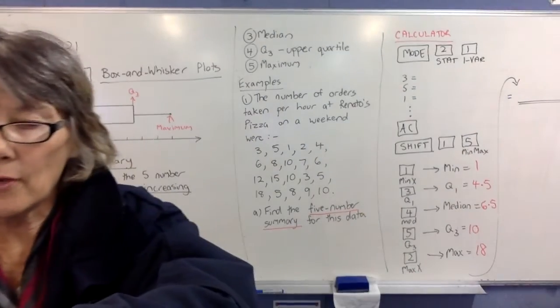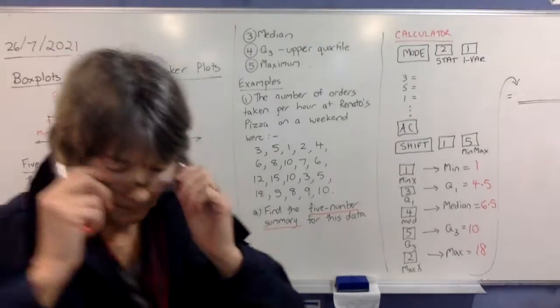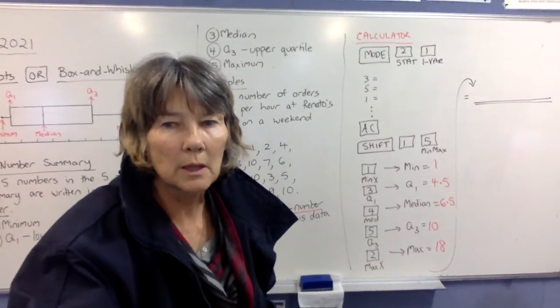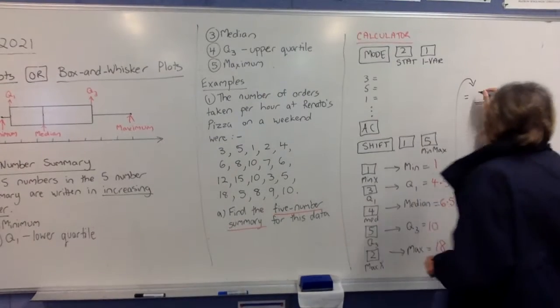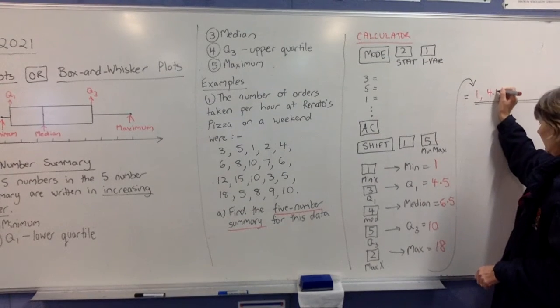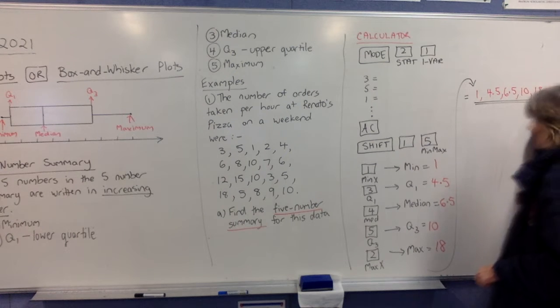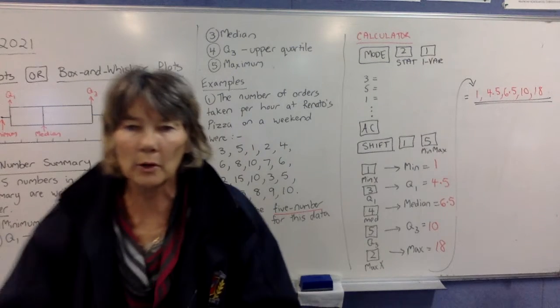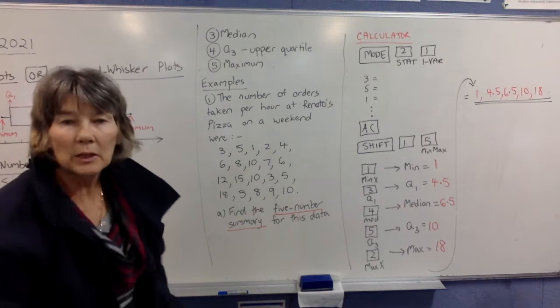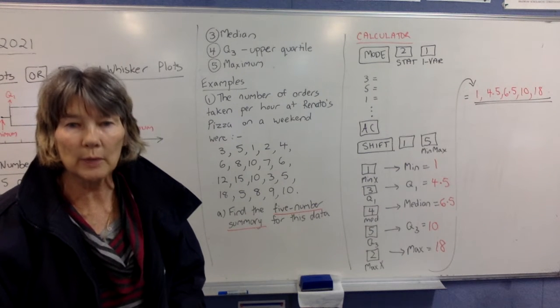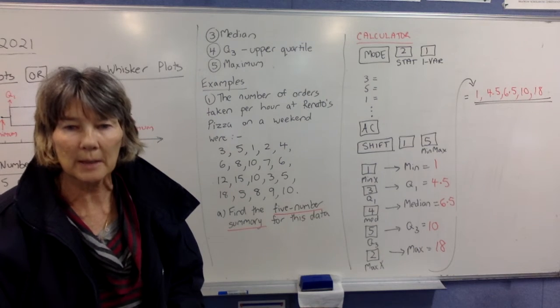Okay, so there's our 5-number summary done. So all we've got to do now is write them down in order. So as we're writing them, 1, 4.5, 6.5, 10, 18. You can see they're in increasing order now, and it's really easy to get off your calculator. Okay, so we're going to come back and do the rest of this question and a few more examples in a minute.